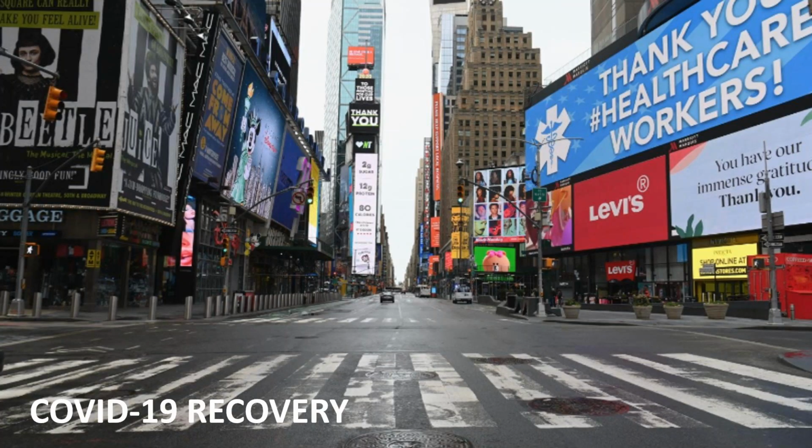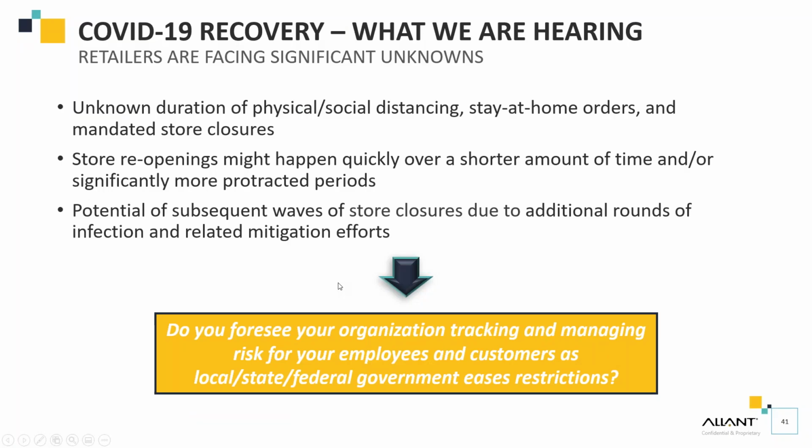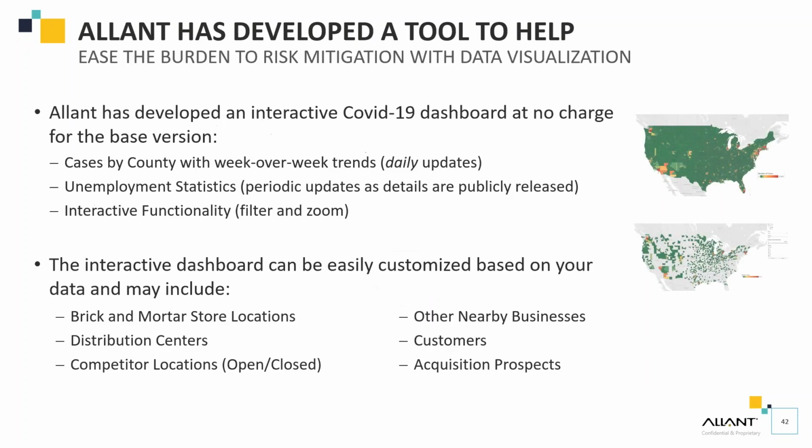And I'd be a little remiss if I didn't at least mention the elephant in the room that's probably keeping everybody at home today as opposed to being in the office, and that's COVID-19 recovery. Since my time is up, I'm not going to spend too much time on this, but obviously we're facing significant unknowns. We just don't know what's going to happen in the future, and there's such a huge potential for subsequent waves of store closures due to additional rounds of infection. So we've created at ALLANT a visualization tool to ease the burden of risk mitigation. Now, this has COVID-19 data in it, and it can be easily customized to include store locations, distribution centers, customers, just about any data point.